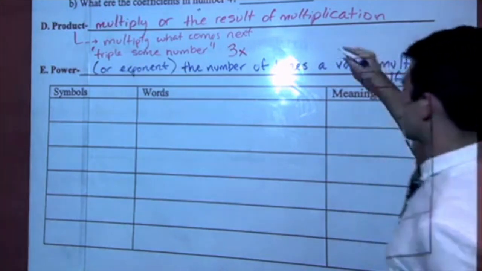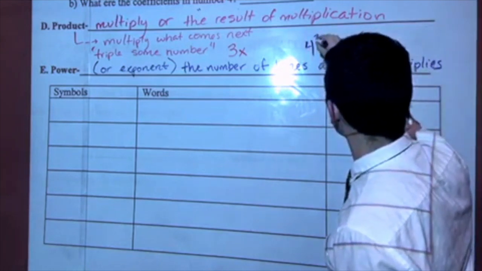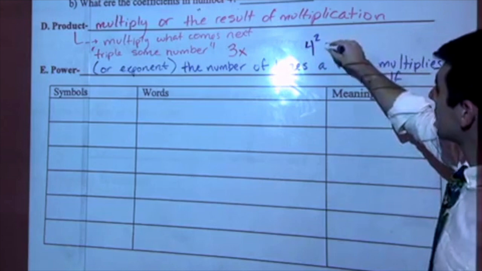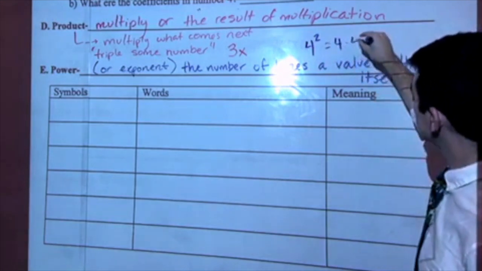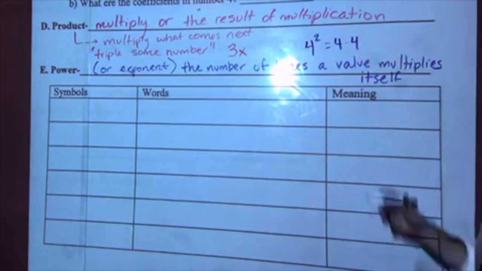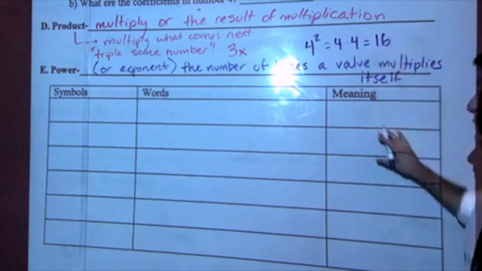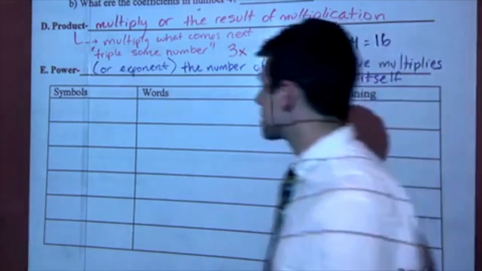A really easy example that you're really familiar with. Let's say we had 4 squared. That's actually saying 4 times 4. It's saying 4 multiplied by itself just 2 times, which gives us 16. We're going to explore a few more examples down here below.